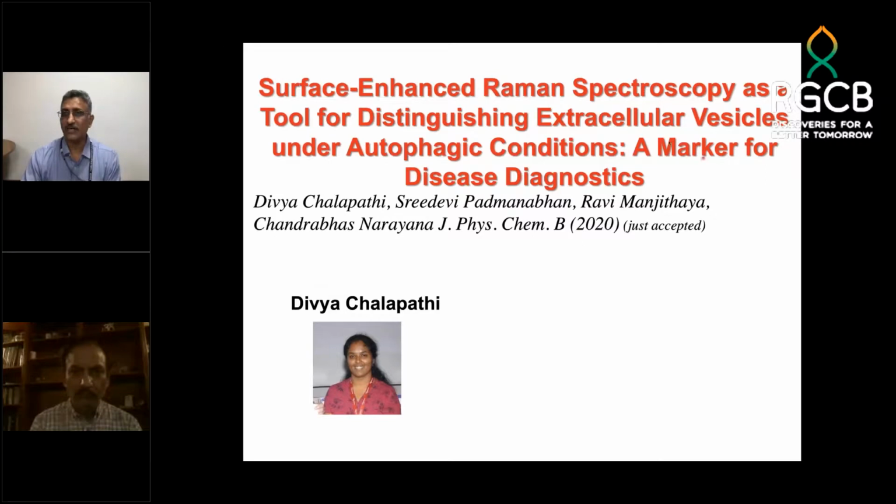I am actually working on extracellular vesicles under autophagic conditions. If these extracellular vesicles have distinctions in autophagic conditions, whether it is cancerous or any other changes happening in your body because of a disease, these vesicles present in your blood and urine can be isolated, and you can see them as a marker for disease using Raman.